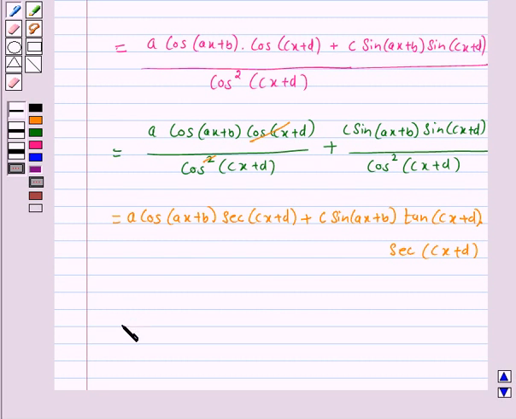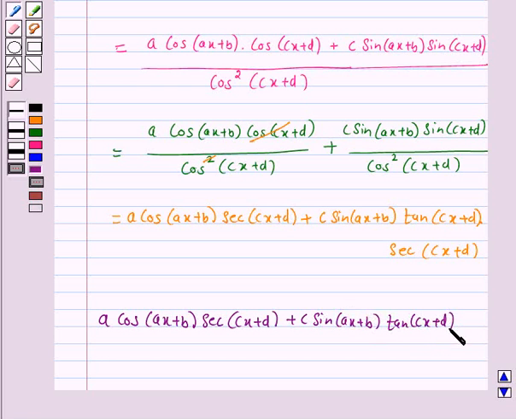Hence the derivative of the given function is a cos ax plus b into secant cx plus d plus c sine ax plus b tan cx plus d into secant cx plus d. So this is the answer for the above question.